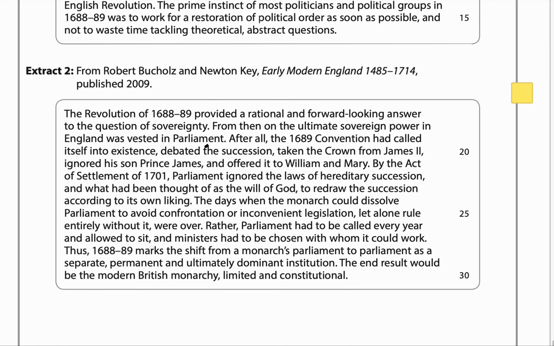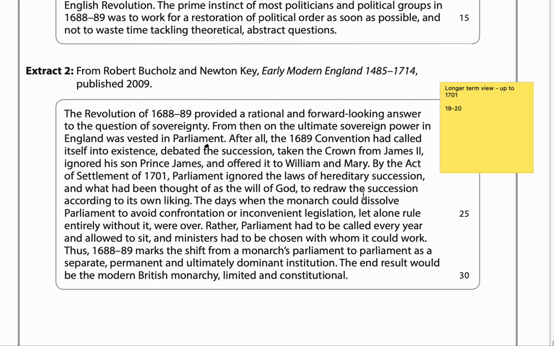Okay, so now we go on to extract 2, Buchholz and Key, and they are taking the longer term view. They're going up to 1701, and they're saying actually that the Glorious Revolution did have significant effects. In terms of the quotes that I'm going to pull out, if we look at 19 and 20, from then on, the ultimate sovereign power in England was vested in Parliament.